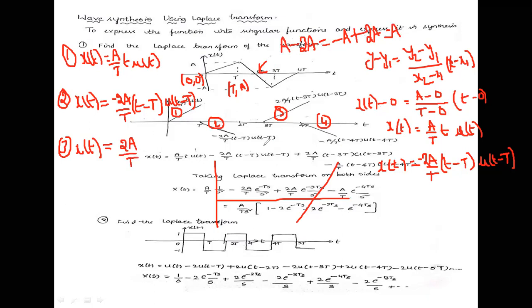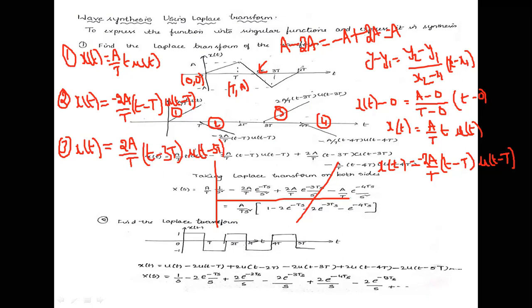So I'm taking the 2A by T. And what is t? Now the ramp signal is shifted towards 3T, up to 3T. So t minus 3T multiplied with mu of t minus 3T. Why am I multiplying with mu of t minus 3T also? Because a shift always means it extends up to infinity.